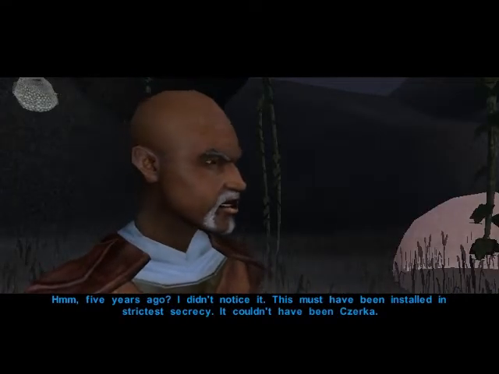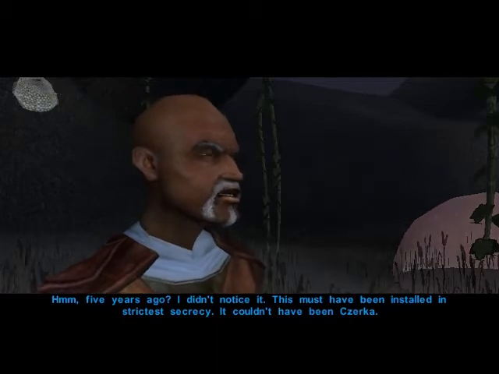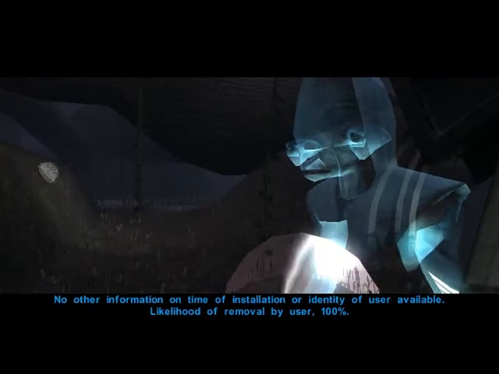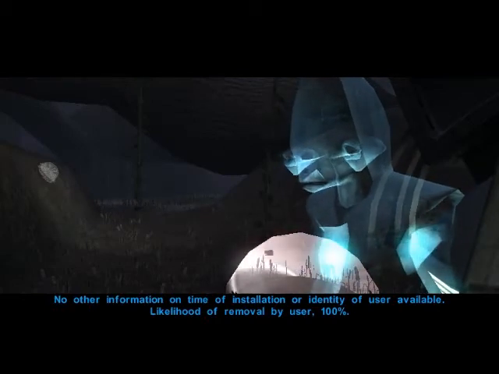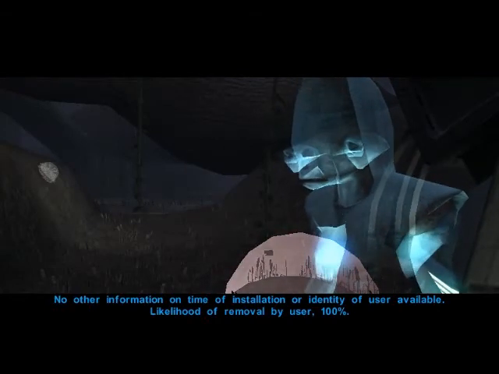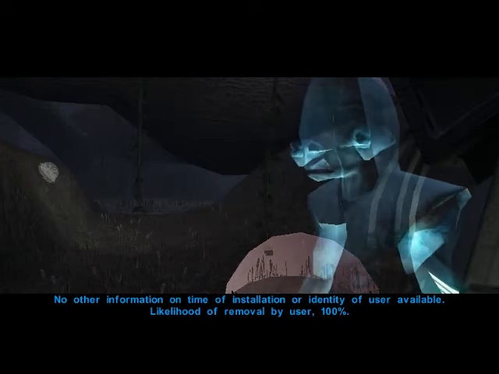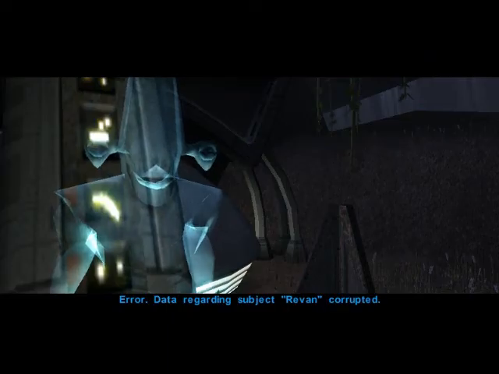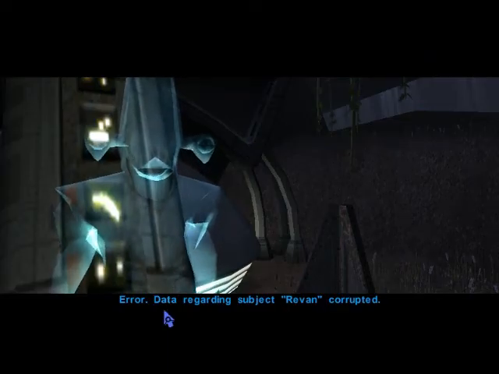5 years ago. I didn't notice it. This must have been installed in strictest secrecy. No other information on time of installation or identity of user available. Likelihood of removal by user, 100%. Huh. 5 years ago is about the time Revan passed away. Error. Data regarding subject Revan corrupted.